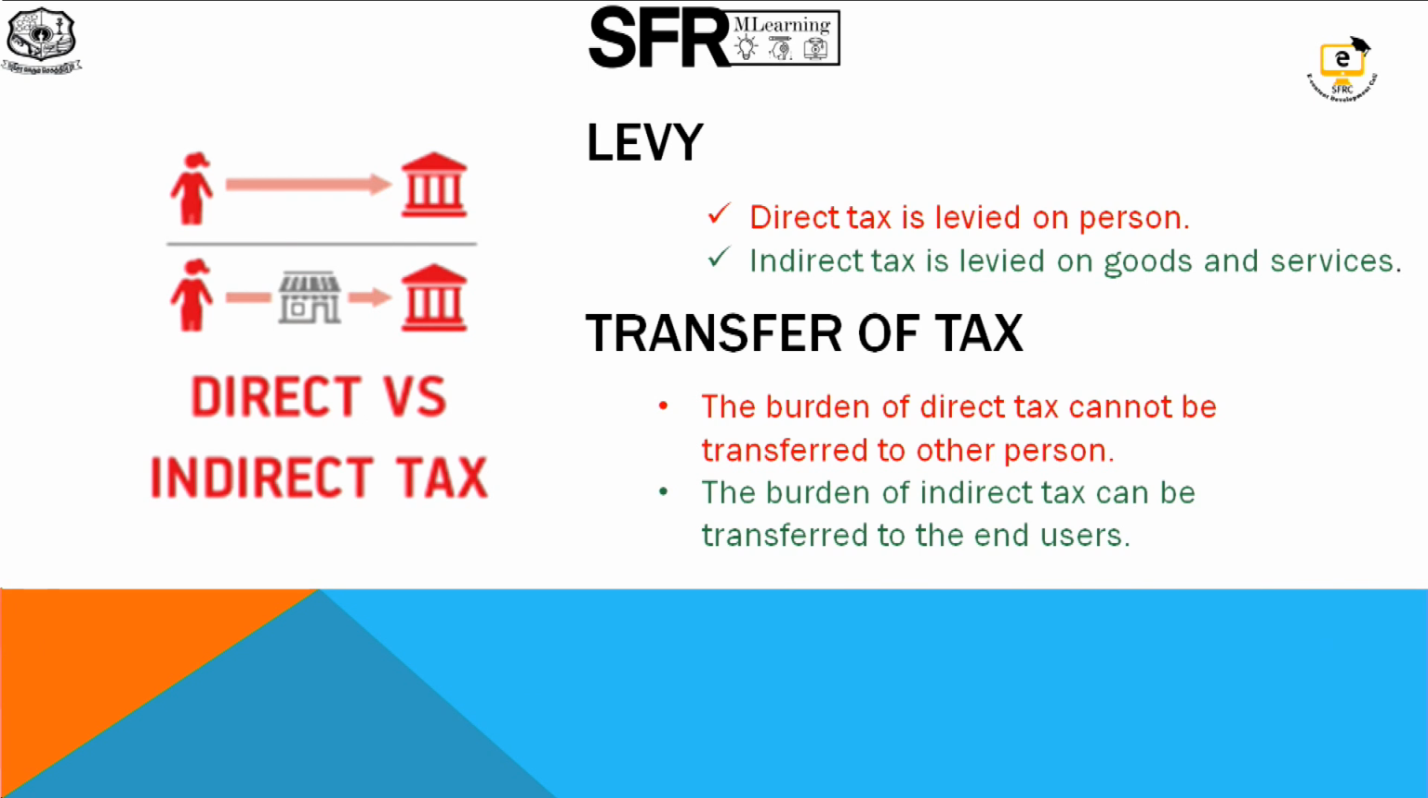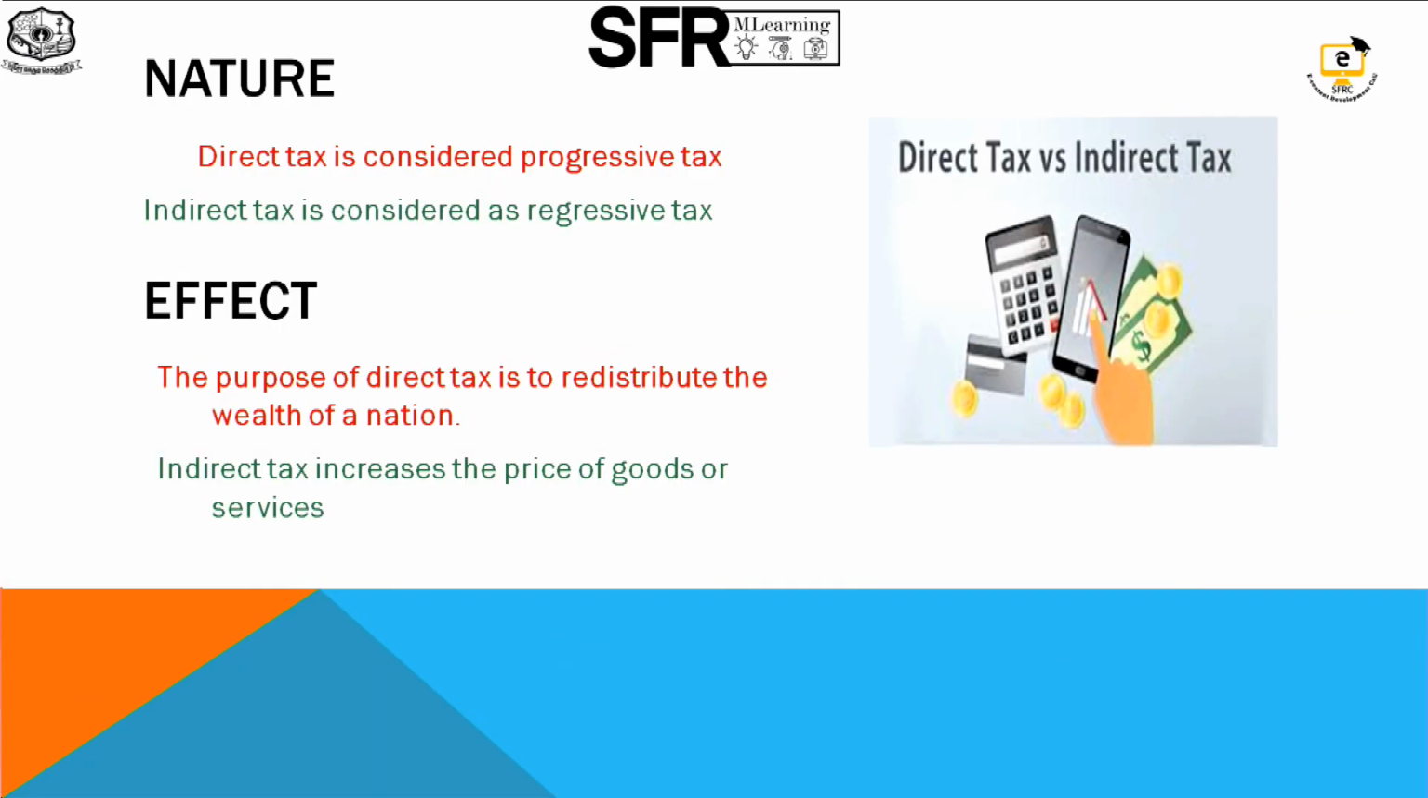How is the tax levied? The direct tax is levied on persons. At the same time, indirect tax is levied on goods and services. Then transfer of tax. The burden of direct tax cannot be transferred to any other person. But in the case of indirect tax, the burden can be transferred to end users. The nature of direct tax is considered progressive and indirect tax is considered regressive.